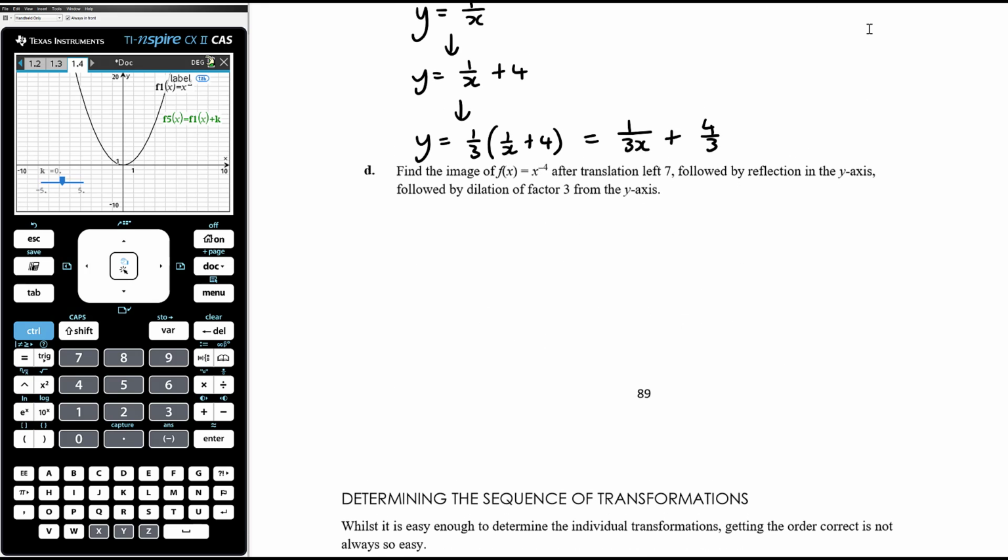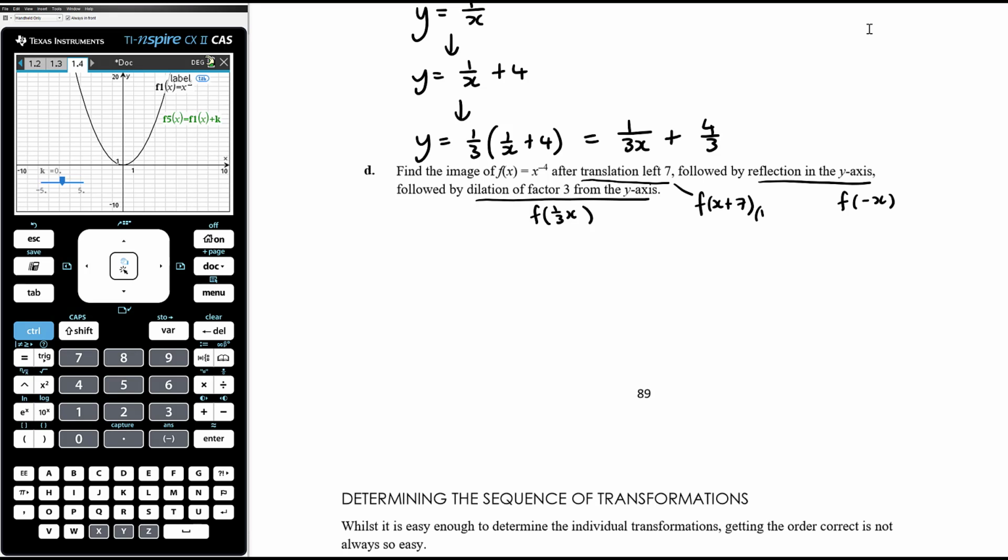Okay, D. Find the image of f of x equals x to the negative 4 after translation left 7, followed by reflection in the y-axis, followed by dilation of factor 3 from the y-axis. Okay, so translation left 7 is f of x plus 7. Then we reflect in the y-axis, which is f of negative x. Then we dilate by a factor of 3 from the y-axis, which is f of a third x. Okay, so this is really important that we get this right because all three of these things are happening inside the function. They're going to interact with each other differently depending on the order that you do them.